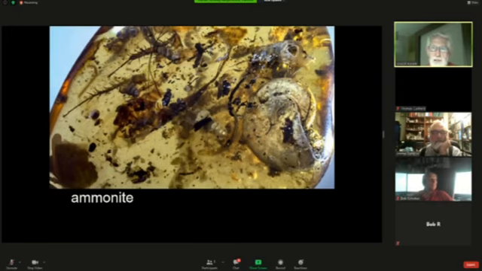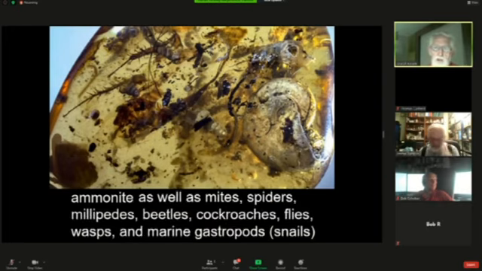How about ammonites? As well as all these other marine critters. Just amazing. All in the same specimen, and some critters that are not marine critters, all together in the same specimen.